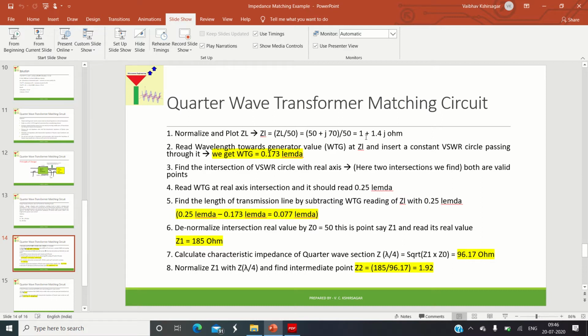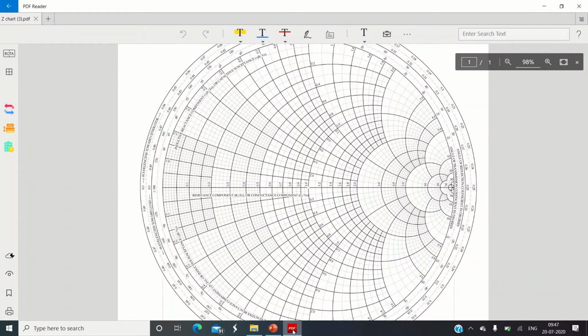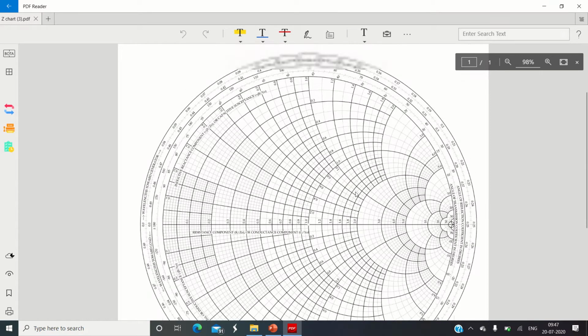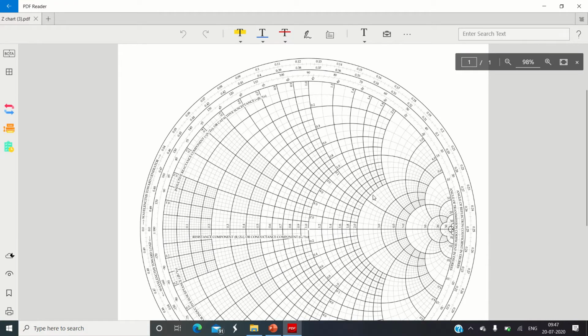You already know how to plot this point with the help of the real and imaginary values. It will come in the upper half of the Smith chart as it has a positive reactance value. So the normalized load impedance is real part 1 and imaginary part positive 1.4. I will come to the Smith chart and plot the point directly: 1 plus 1.4j. 1 means the resistance circle of value 1, and 1.4j indicates the reactance. I will zoom into the Smith chart to locate that point.